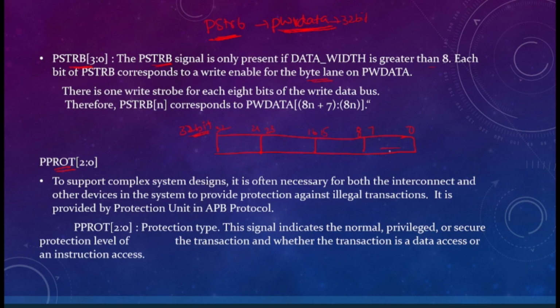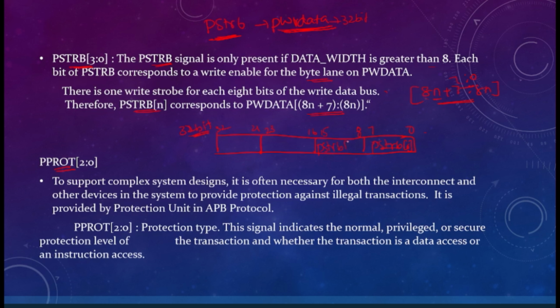So basically, how are we going to divide? This PSTRB signal will be calculated by using this particular formula: 8n plus 7 down to 8n. When you want to denote this PSTRB signal, you will be denoting it with this formula. Why? Because, for example, if n equals 0, that means this is from 0 to 7. That means PSTRB[0] means it is from 0 to 7.